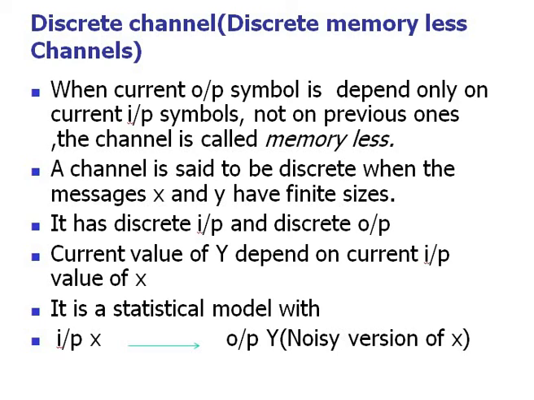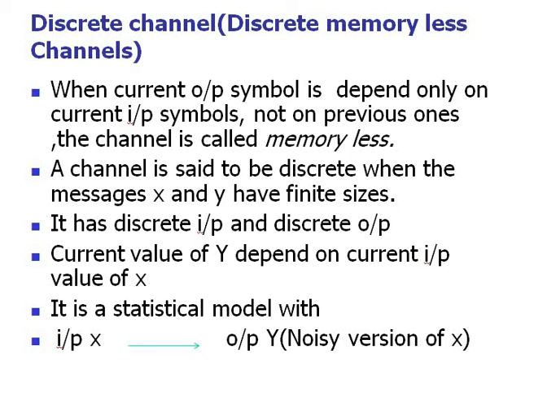Next is the discrete channel. It is also known as the discrete memoryless channel. When the current output symbol depends only on the current input symbol and not on the previous one, then that channel is called memoryless. That is, the current output depends on the current input, not on the history.